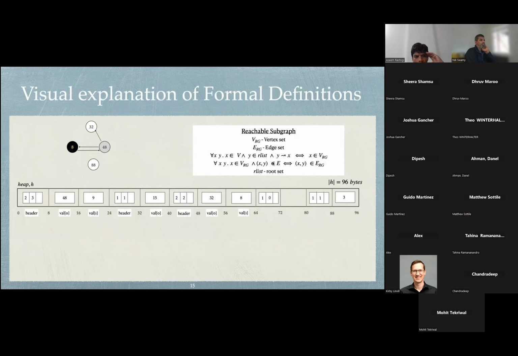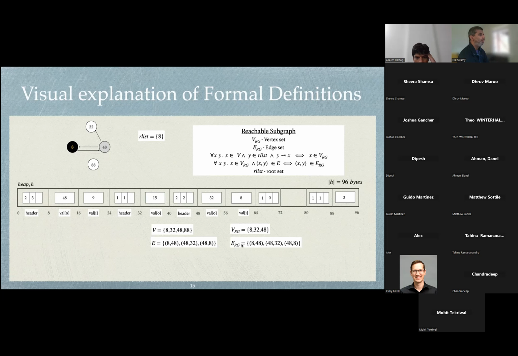Let us run through an example. Suppose the root set R equals 8, meaning the root set contains 8. And V equals 8, 32, 48, 88. Now, how can we construct VRG? From 8, whatever is accessible: 8 is accessible to itself, and 48 and 32 are accessible. So VRG will be constructed like this.